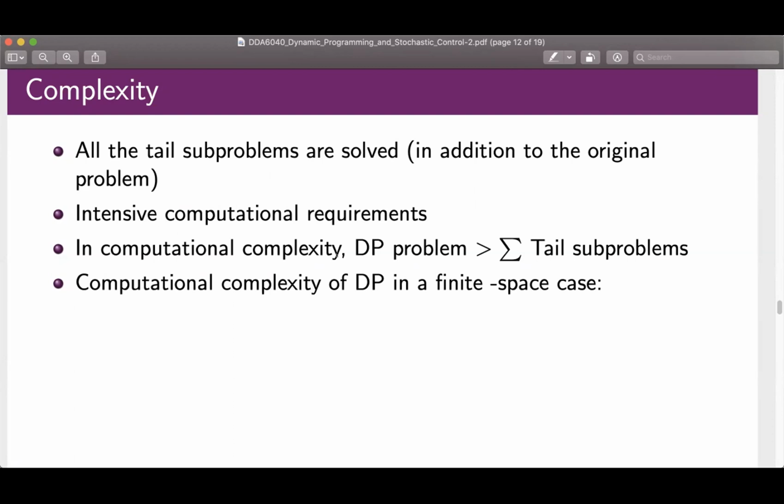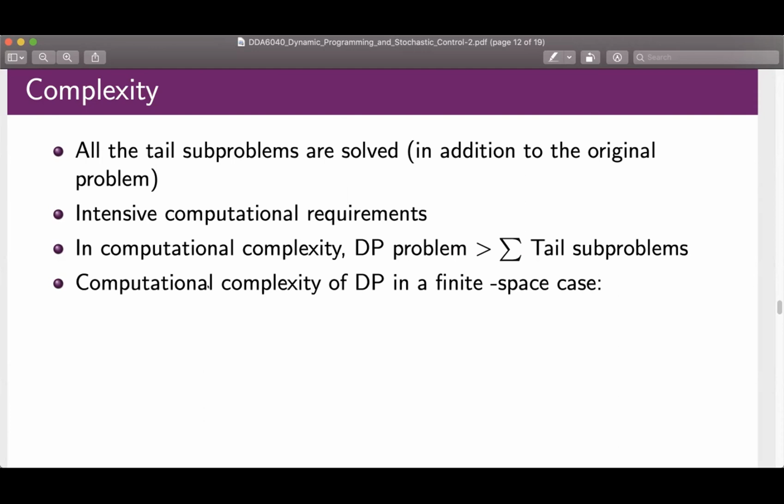But in total, if you use brute force to solve the problem, although you solve only one problem, this problem has quite a large size. Still, the computational complexity is larger than solving a list of subproblems together. So the complexity of brute force is larger than the complexity of the tail subproblems.